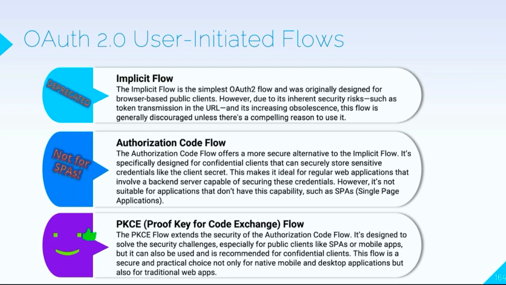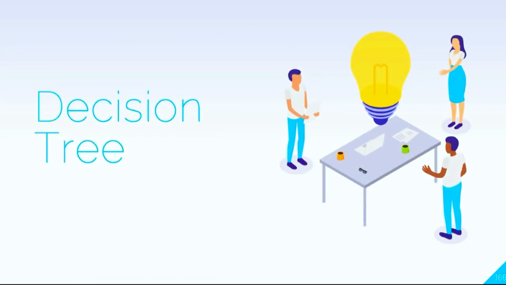PKCE flow. Proof key for code exchange. The PKCE flow extends the security of the authorization code flow. It's designed to solve the security challenges, especially for public clients like single-page applications or mobile applications, but it can also be used and is recommended for confidential clients. This flow is a secure and practical choice not only for native mobile and desktop applications, but also for traditional web applications.